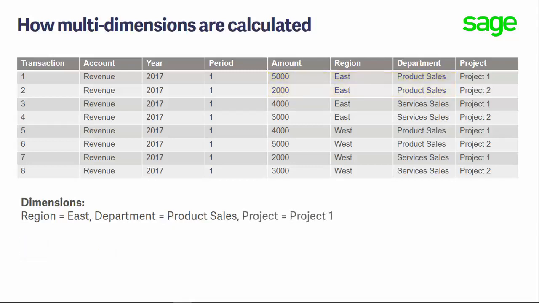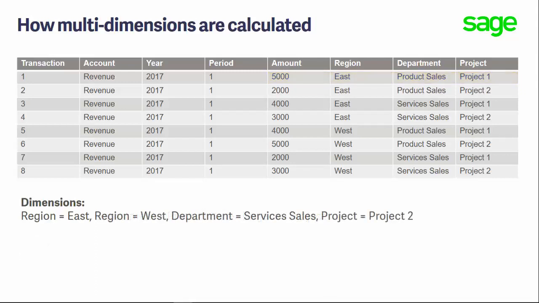We could take this further. For example, if we wanted to view results that were from my East region, that were generated by product sales, and that were part of my first project. Similar to the last example, because each tag is a part of a different dimension, the amounts of all transactions that meet the first condition and the second condition and the third, after any other filters have been applied, will be added up, giving a total of 5,000.